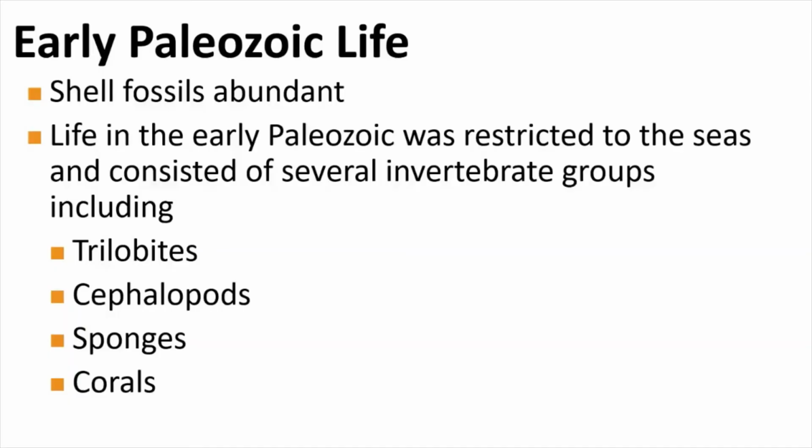What did life look like in the early Paleozoic? Remember, this is starting off with abundant hard parts like shells, so fossils were abundant. So life in the early Paleozoic was restricted to seas, so we just had marine organisms, and it consisted of several invertebrate groups, including trilobites, cephalopods, sponges, and coral.